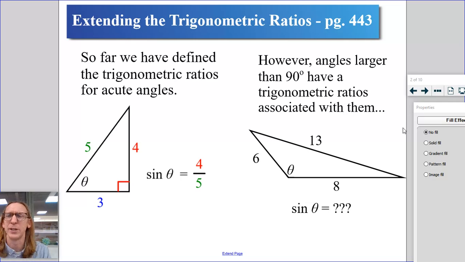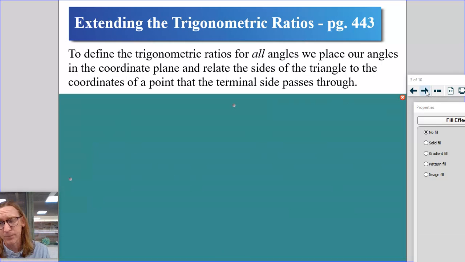So what we have to do is take your definition for sine, cosine, and tangent and expand it. Push it into another realm, if you will, so that we can find sine, cosine, tangent, or reciprocal ratios for any angle. Doing so requires us to use the coordinate plane. To define trigonometric ratios for all angles, we place our angles in the coordinate plane and relate the sides of the triangle to the coordinates of a point that the terminal side of your angle passes through.